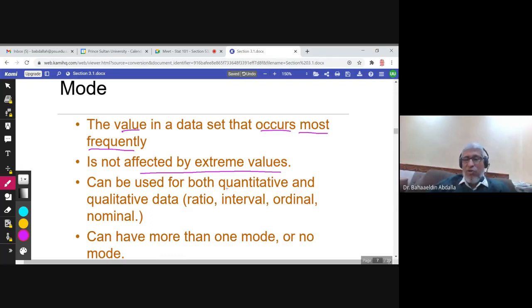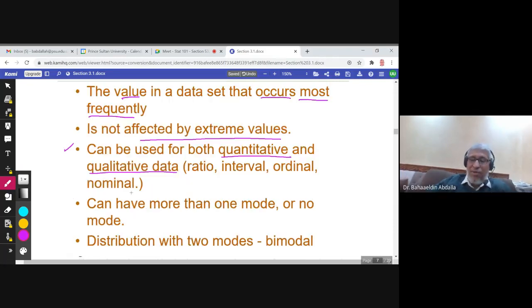It can be used for both quantitative and qualitative data. This is very important, a very special characteristic for the mode. The mode can be used for qualitative data. Qualitative, not numbers. For example, colors. If you have colors, white, red, white, yellow, white, black, white, then white is repeated more than all the other colors. So white would be the mode.